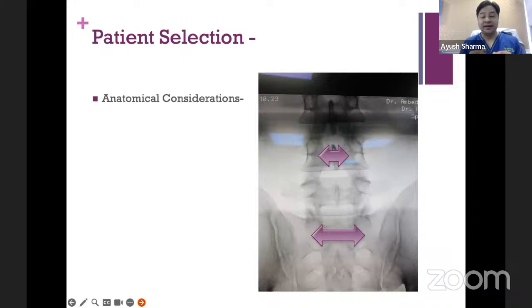If you're doing an interlaminar approach down below, for example, at L5S1, you have a lot of space. There is a lot of room for your pathology to be there, your anatomy to be there, and your scope to be there. But as you go up, the space becomes crumbled, and that is where you need to be slightly careful.